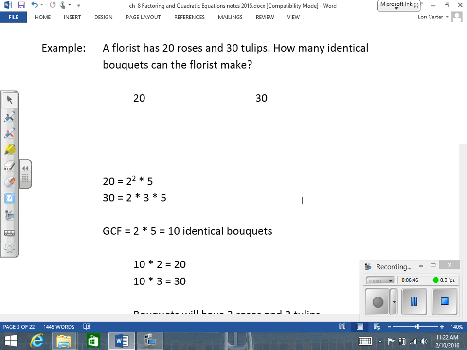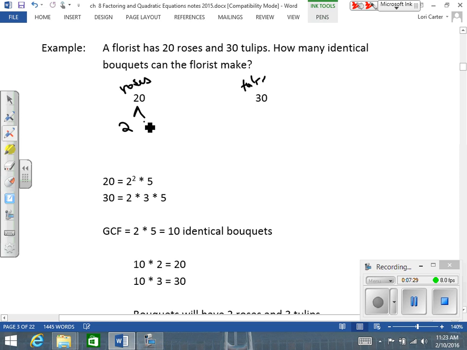Okay, we have Valentine's Day coming up, right? Day after my birthday. Say you have 20 roses and 30 tulips, and you're a florist and have to create bouquets. You want to create identical bouquets because that's easier to sell. If they're identical bouquets, that means they have to have the same number of roses and tulips. To do that, you have to figure out what they have in common. So 20 and 30. 20 roses, 30 tulips.